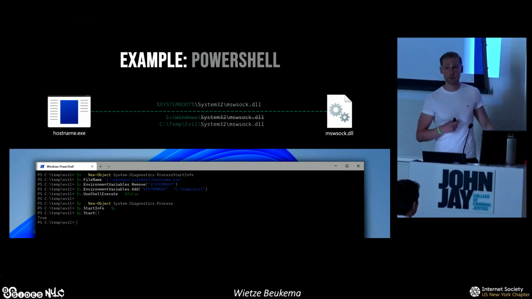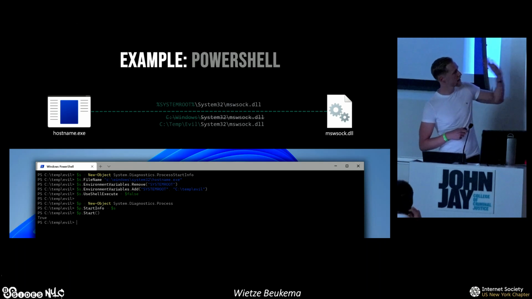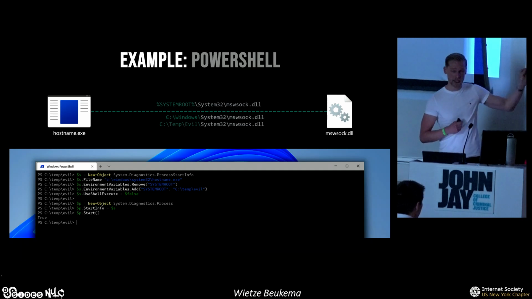So this is how you do it in PowerShell. Just a few lines, just to quickly walk you through it. The first one says, this is a new process block. The second line is where I specify hostname.exe.